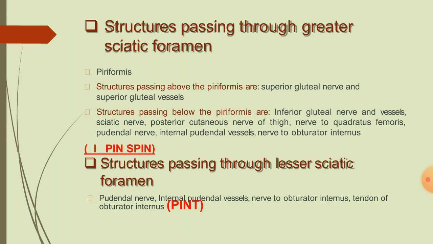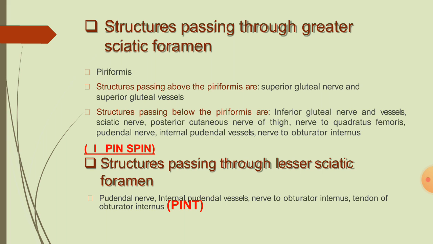Now the structures passing through greater sciatic foramen. Through the greater sciatic foramen, there is passage for piriformis, and some structures are passing above the piriformis, which includes superior gluteal nerve and the superior gluteal vessels. And the structures which are passing below the piriformis include inferior gluteal nerve and the vessels, sciatic nerve, posterior cutaneous nerve of the thigh, nerve to quadratus femoris, pudendal nerve, internal pudendal vessels, nerve to obturator internus. Mnemonic for the structure is I, pin, spin.